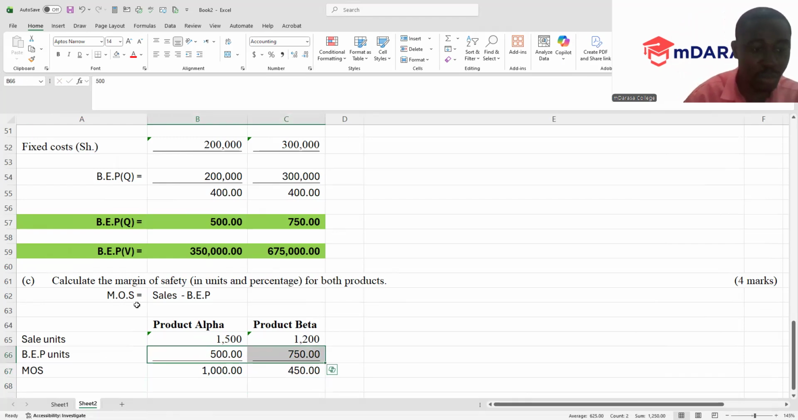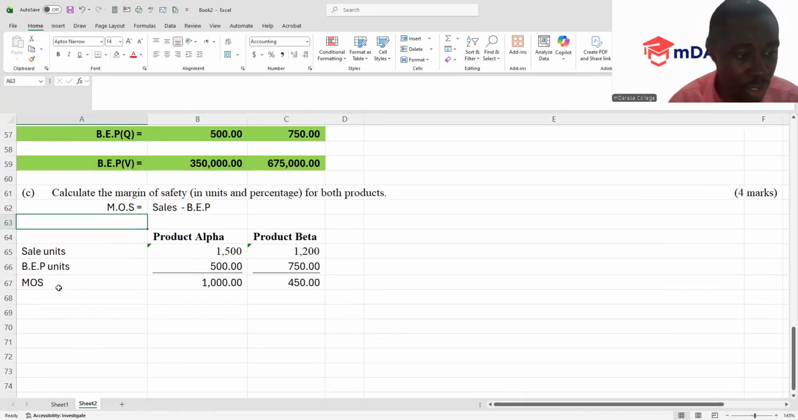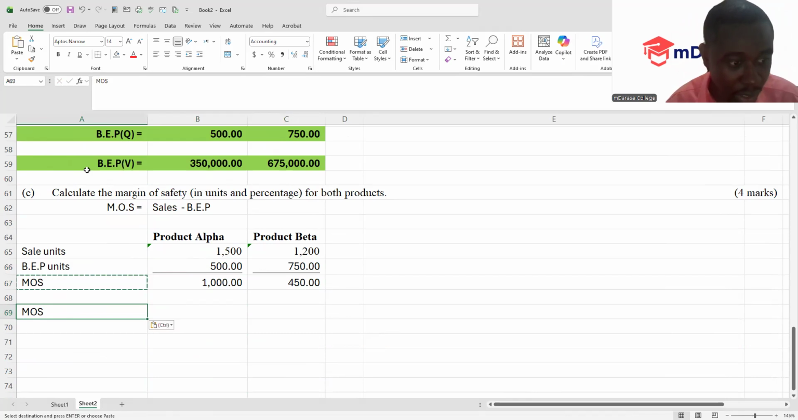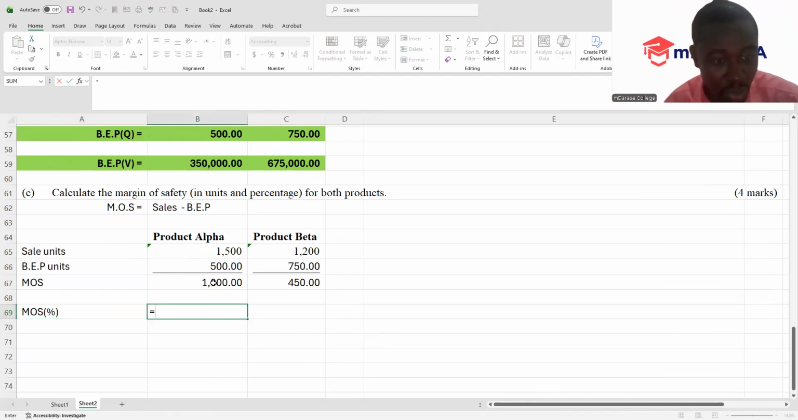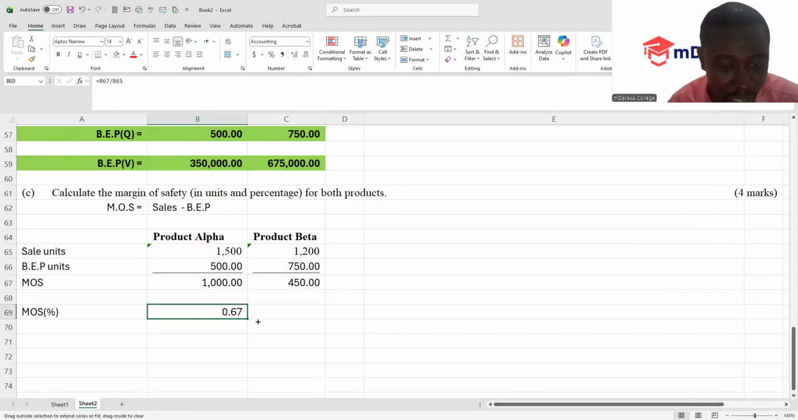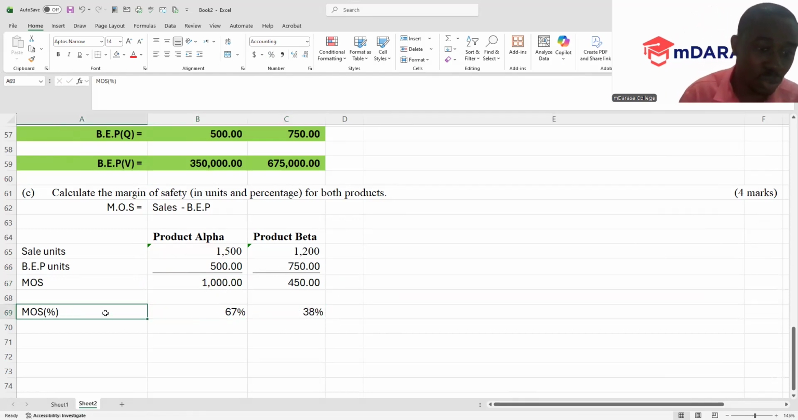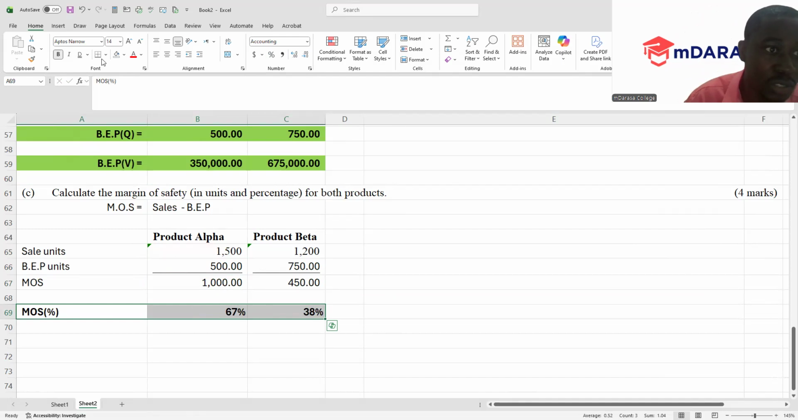If you want to determine margin of safety as a percentage, this should be easy. Why is Mwalimu saying this will be easy? Because for the percentage we just take the margin of safety divided by the sales units, times 100. And this is what we should have as the margin of safety percentage.